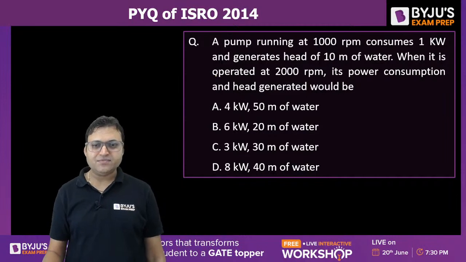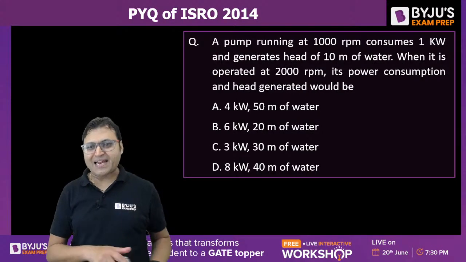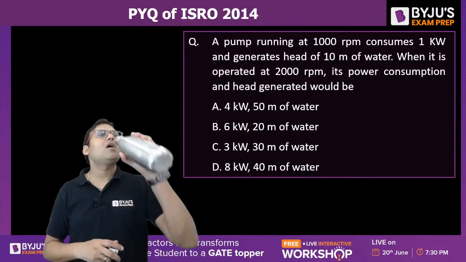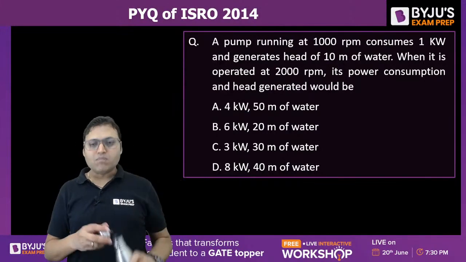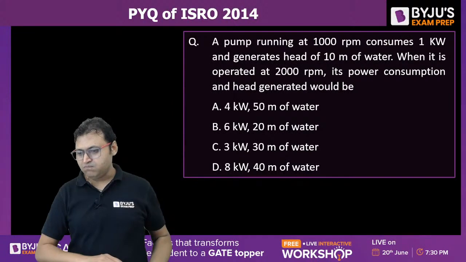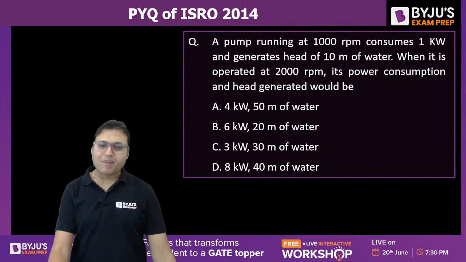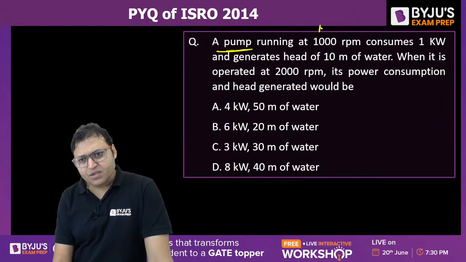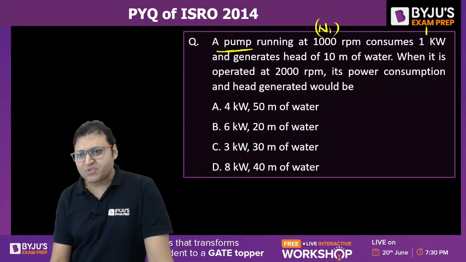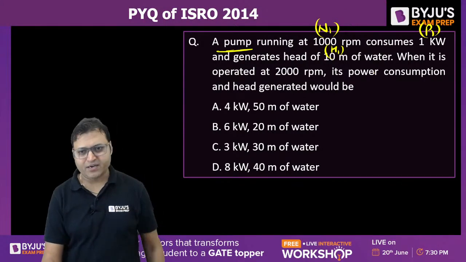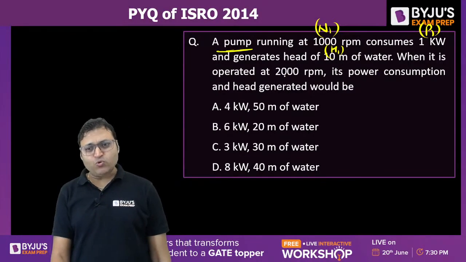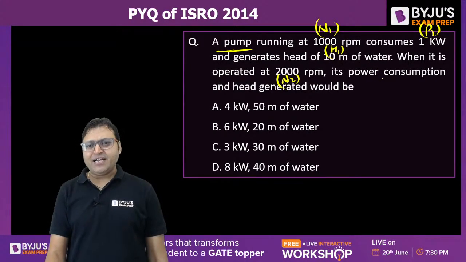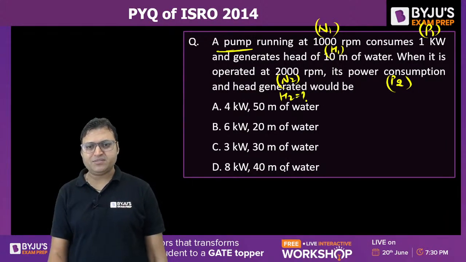The next question. Again, from the model analysis, I think. A pump which is running at 1000 RPM, it is a single pump, consumes 1 kilowatt power and generates 10 meter of head of water. When it is operated at 2000 RPM, when the RPM changes, its power consumption P2 and generated head H2 will be how much?